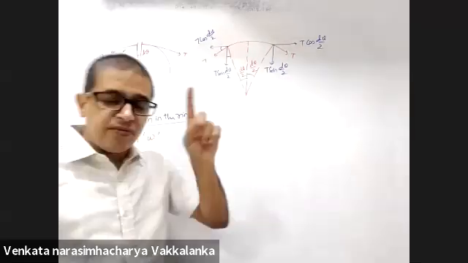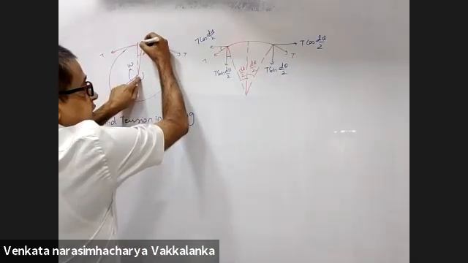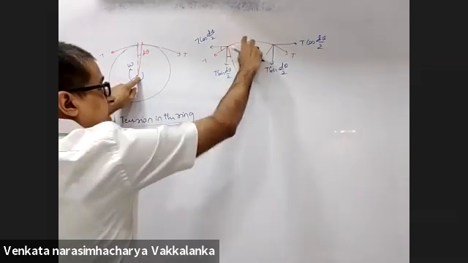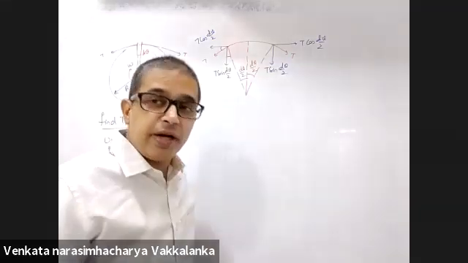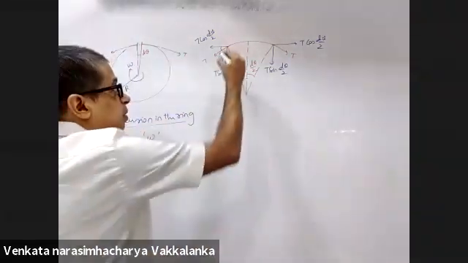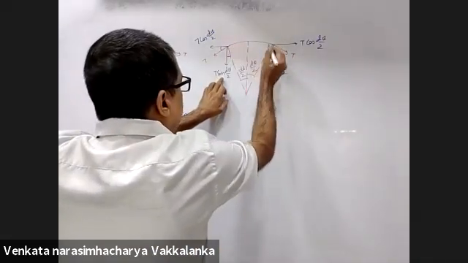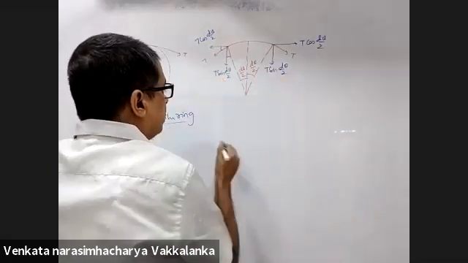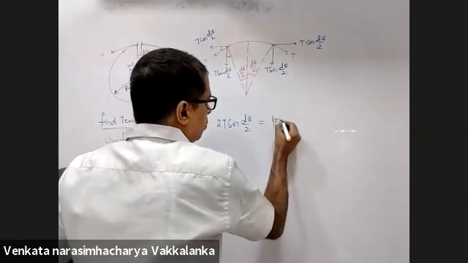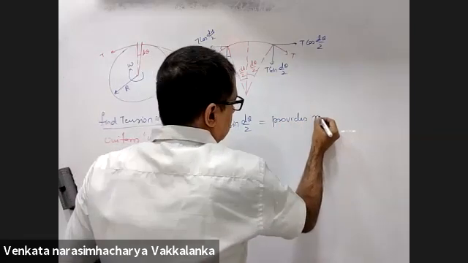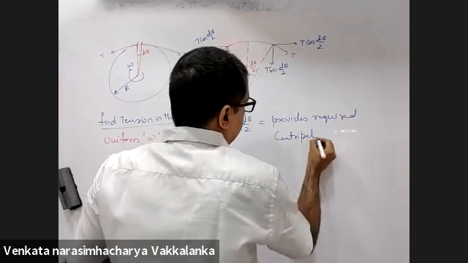The reason for the tension will differ in different chapters. In electrostatics, it will be repulsion between the charge here and the charge here. In magnetism, it will be the magnetic force between the current carrying wire and the magnetic field. Here you are making it rotate, you are providing the external force. But the particle is going in a circular track, that too uniform circular motion. So for this small element, 2T sin d theta by 2 provides the required centripetal force.